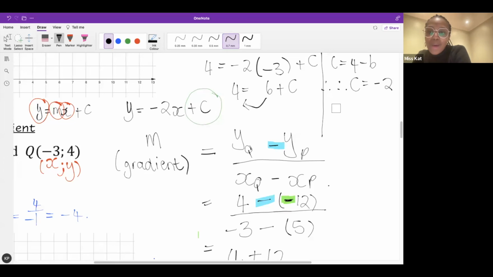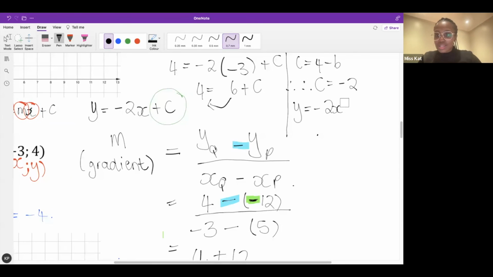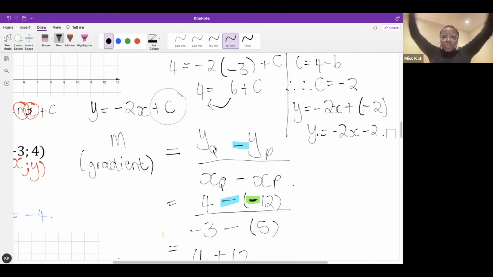Therefore, my equation is, now we have your gradient and you have the c. So my equation of my graph is -2x plus the c that you just found out is -2. So that'll be -2x minus 2. That was beautiful, Oratile.